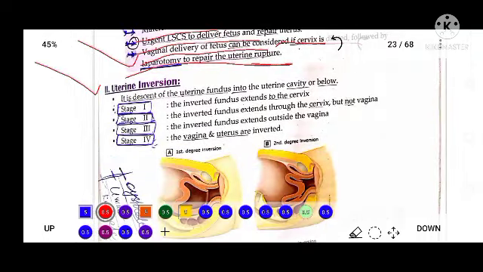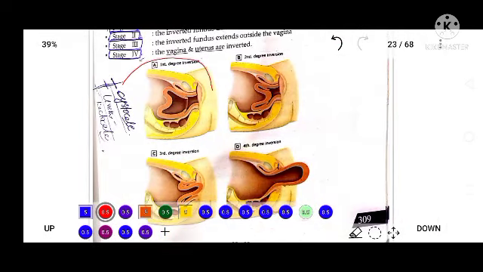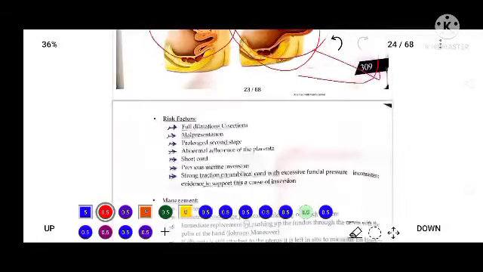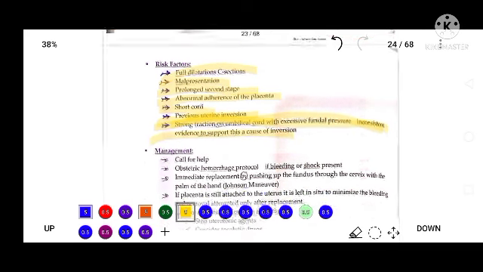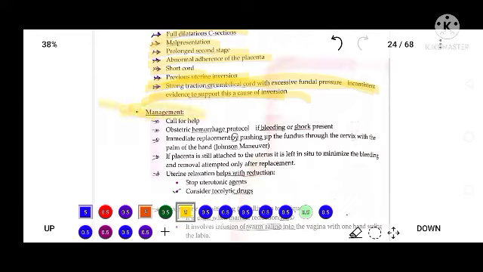There are four stages of uterine inversion. The first is degree 1, this is second degree, then third degree, and in the fourth stage, total outlet of the uterus has taken place. The risk factors are a fully dilated C-section, malpresentation, prolonged second stage, abnormal adhesion of the placenta, short cord, previous uterine inversion, and strong traction of the umbilical cord with excessive fundal pressure, though evidence is inconsistent to support this. Management begins with calling for help.